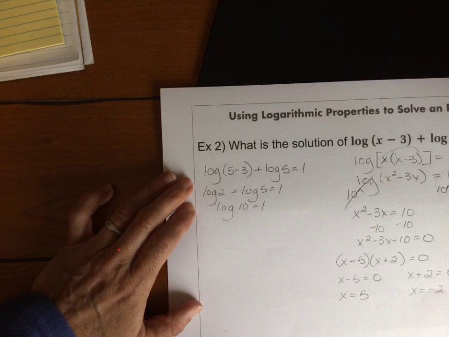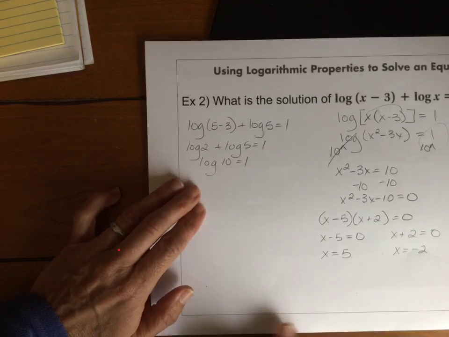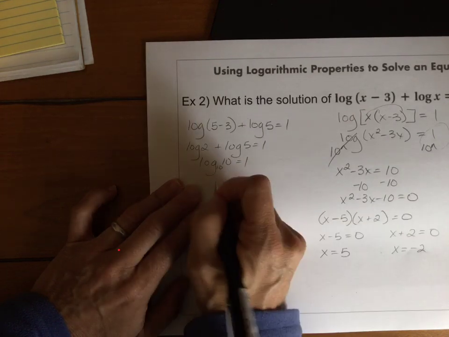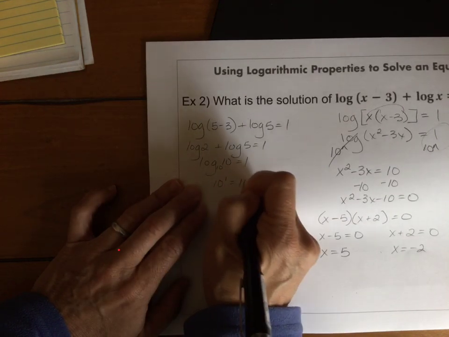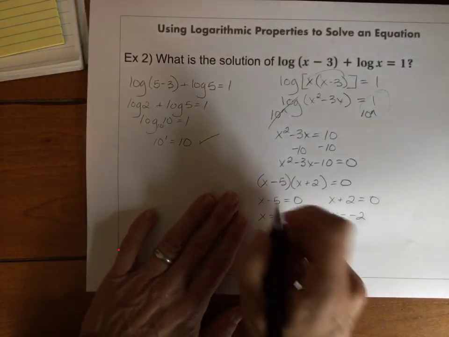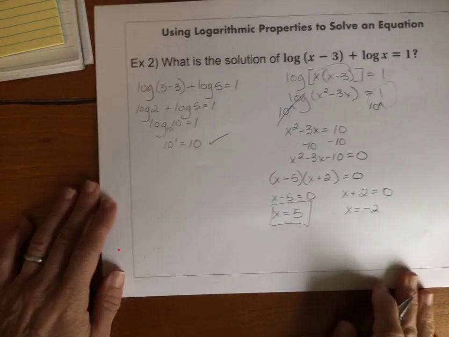Is that true? Well, if I rewrote that in exponential form, since this is an understood base 10, 10 to the 1 equals 10. That is true. So x equals 5 works. So we like this one.